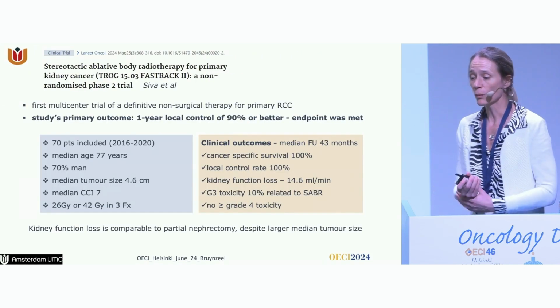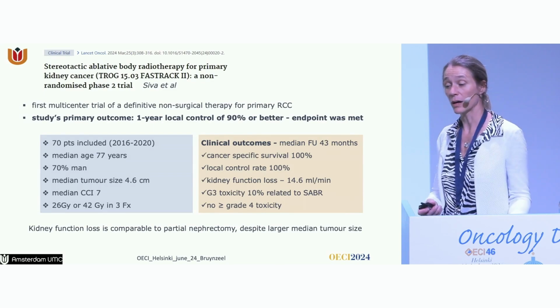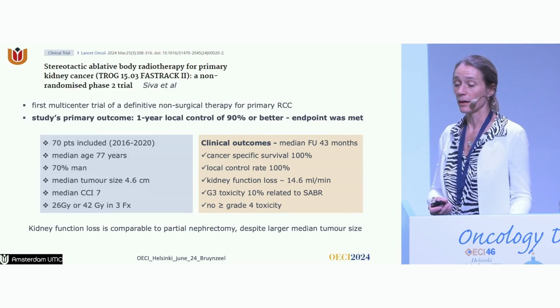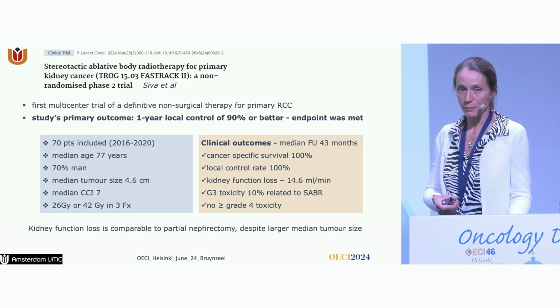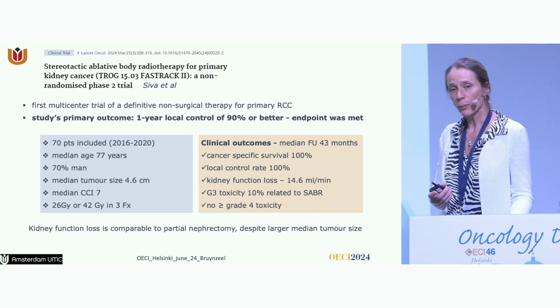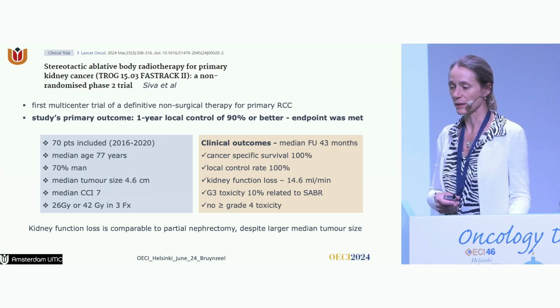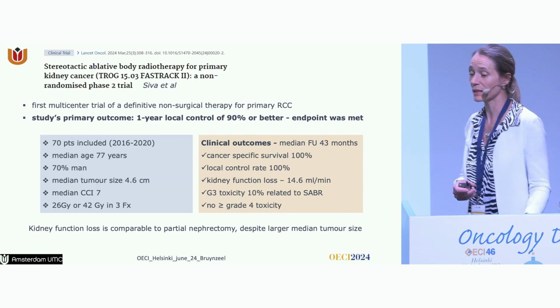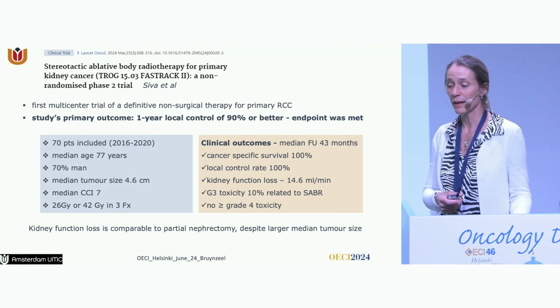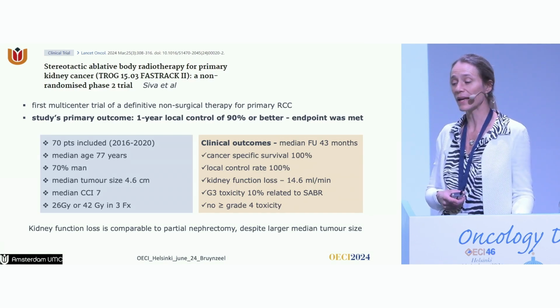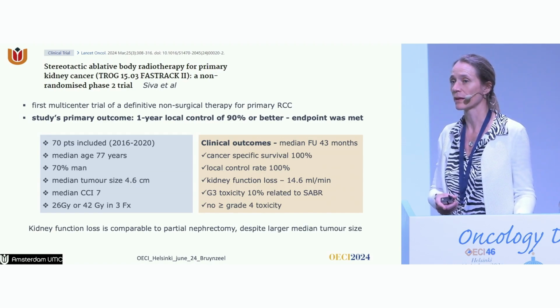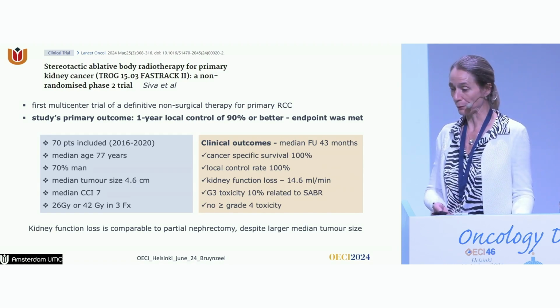So a few months ago, the promising clinical outcomes of the FAST-RCC 2 study were published. And this is a multi-center trial that was designed to demonstrate the efficacy of SABR in patients that are not operable or have high risk for operation. And the primary endpoint was met, a 1-year local control of 90% or better. And at a median follow-up of 43 months, the cancer-specific survival and the local control rate was 100%, with an acceptable toxicity profile.